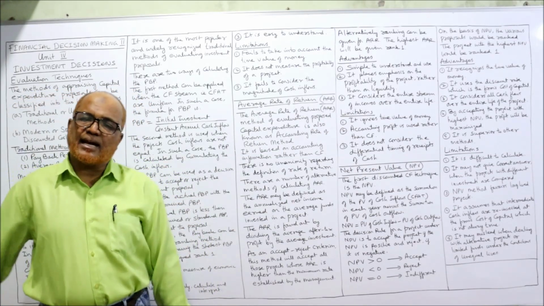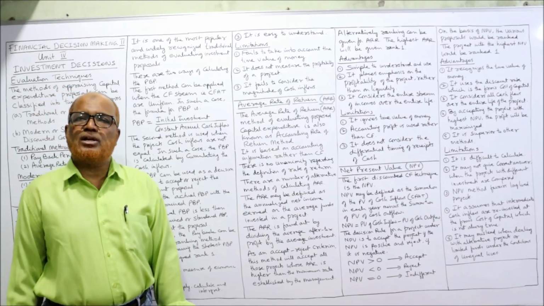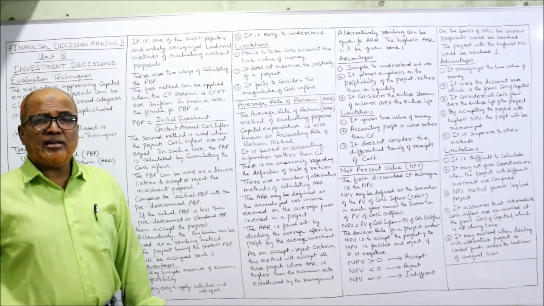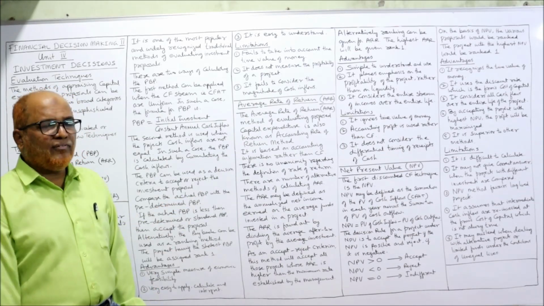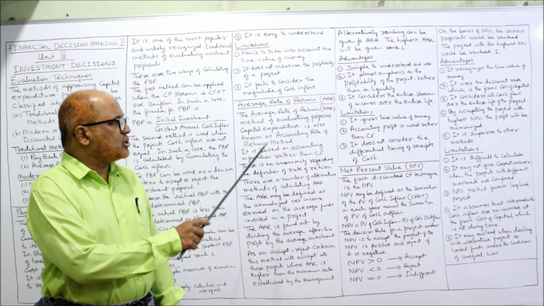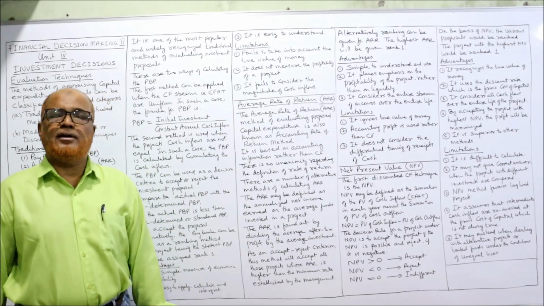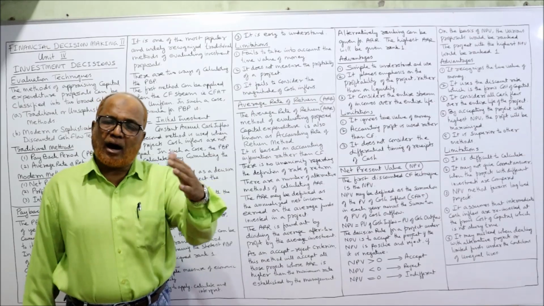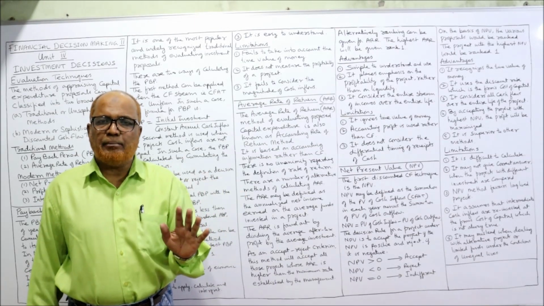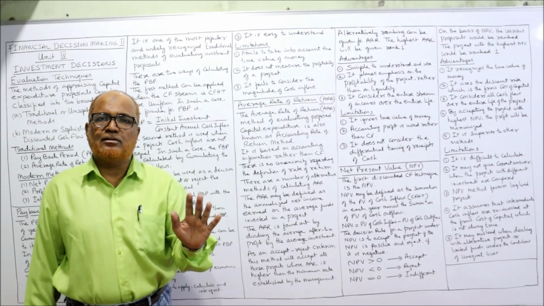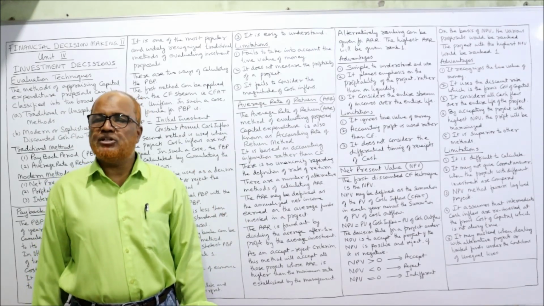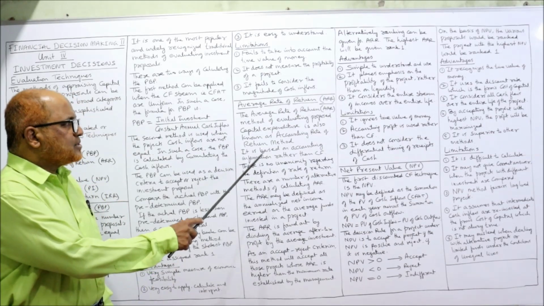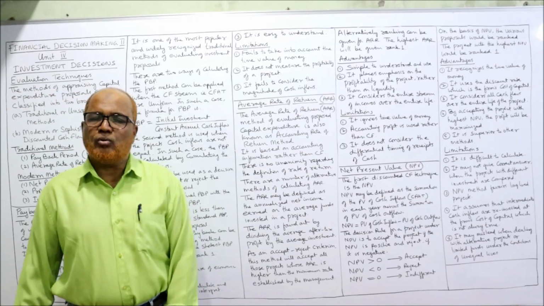Now next comes the second traditional method, the average rate of return, ARR. The average rate of return, a method of evaluating capital expenditure, is also known as the accounting rate of return. Both names mean the same, ARR. It is the second method of evaluating capital budgeting proposals. It's an undiscounted, traditional method. It is based on accounting information rather than cash flow.